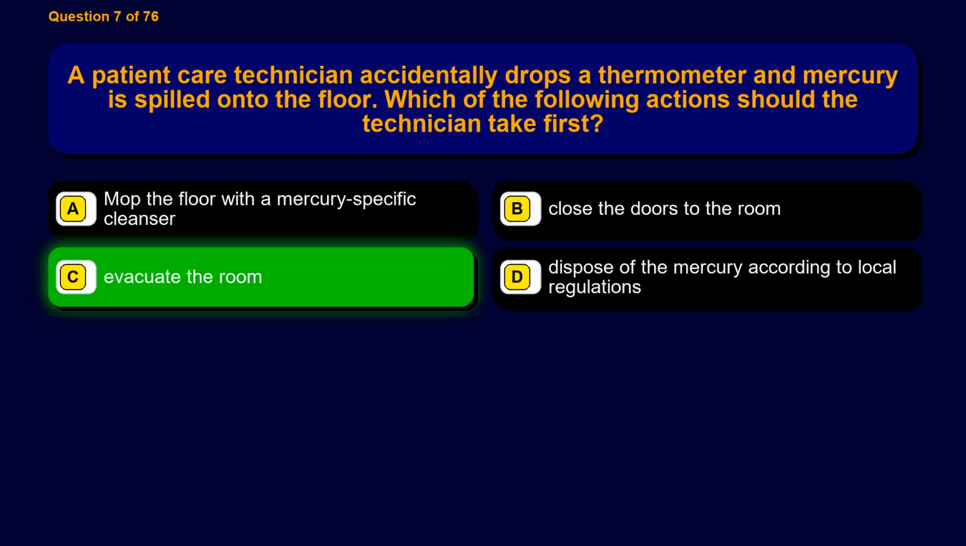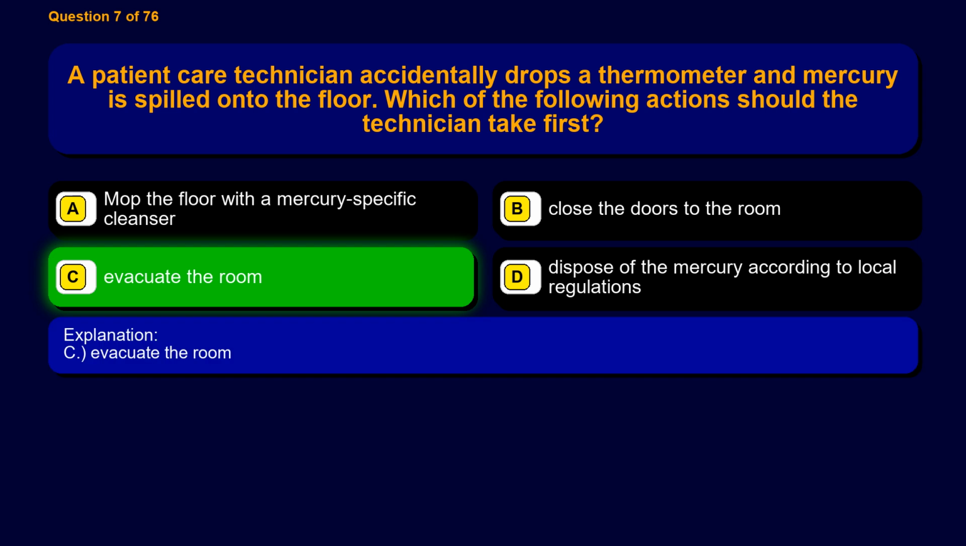The correct answer is option C. Evacuate the room.